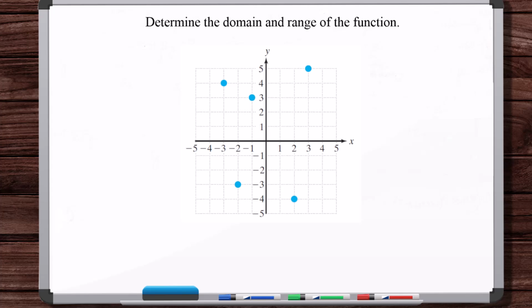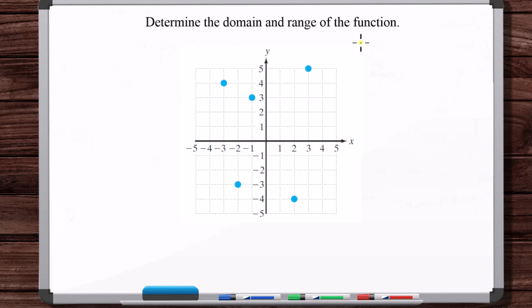Okay, now for these next problems, we want to determine the domain and range of the function. So, okay, what is the domain and range of a function? Well, remember the idea of domain and range isn't unique to functions, just like intercepts aren't unique to functions. Any relation has a domain and range. Any relation, and not just relations in the form of equations, any relation.